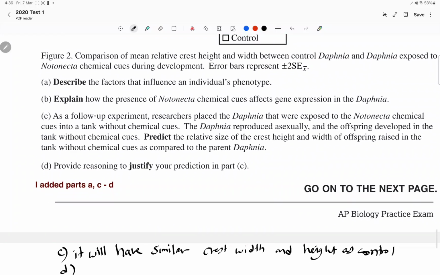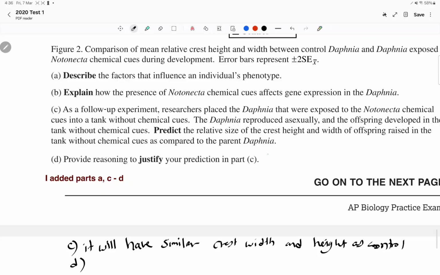You are taking Daphnia, which is this organism, and you're placing them inside a container that doesn't have any chemical cues that cause them to develop the protective layer. Basically, how it would be if it didn't have anything to affect it. Normal. So they just grow normally, like the control. You must say, like the control.